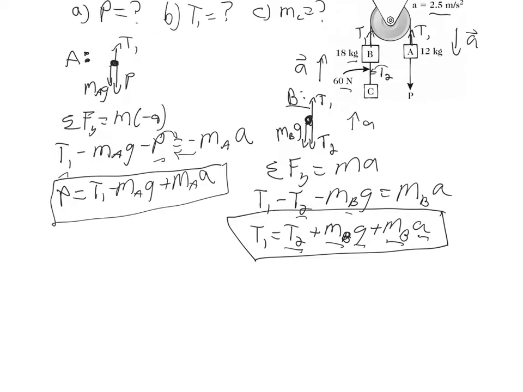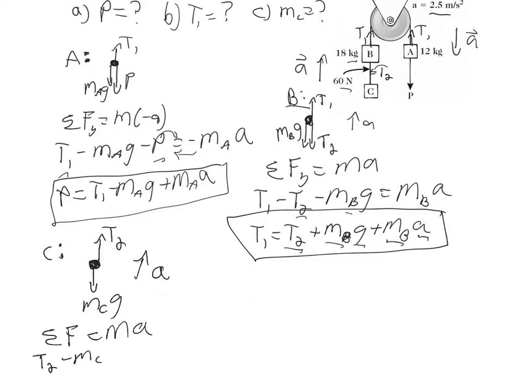So for block C, what would our free body diagram look like? Well, we have T2 going up, we have mCg going down, and we have mCa going up. Or sorry, it's accelerating upward, but that's not a force, so I don't draw it on my free body diagram, hence why it's off to the side. But yeah, it's accelerating up. So if we wanted to do the sum of our forces for block C, it's going to be equal to mCa. And if we do the sum of our forces, we got T2 minus mCg equals mCa.